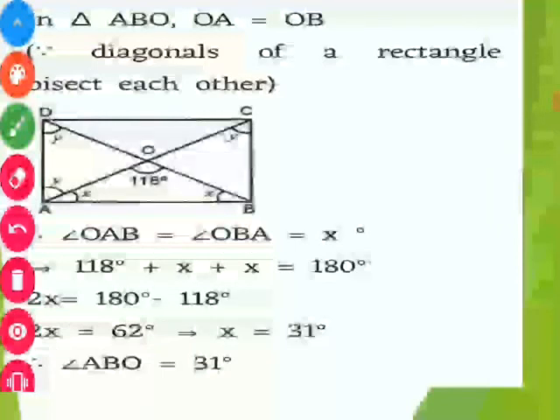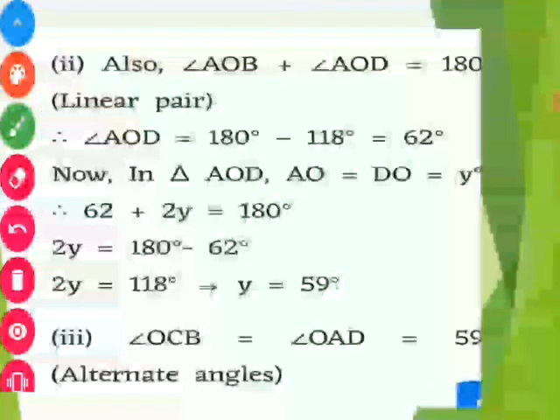So we have calculated angle ABO equal to 31 degrees by using the angle sum property. Then using the linear pair property, we have calculated the second angle next to 118 degrees, and then we have calculated the value of y, and then OCB will be equal to angle OAD, that is equal to 59 degrees by the property of alternate interior angles. So this way we have found all the three parts of the question.